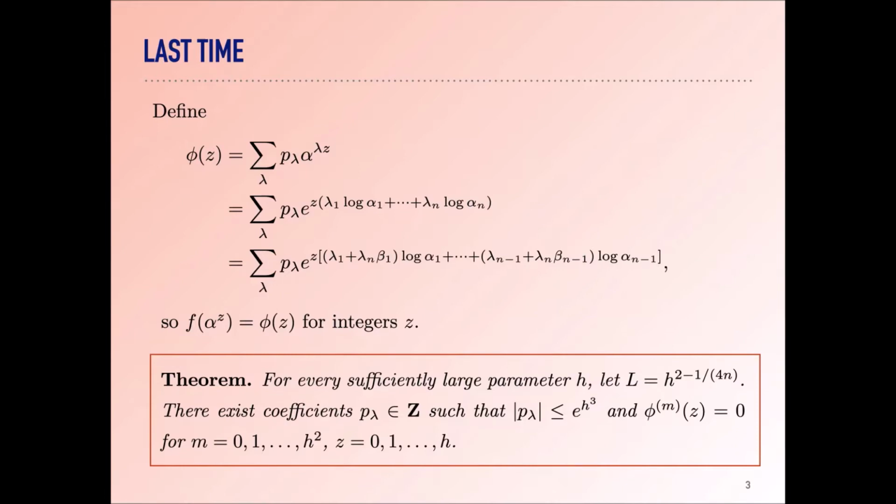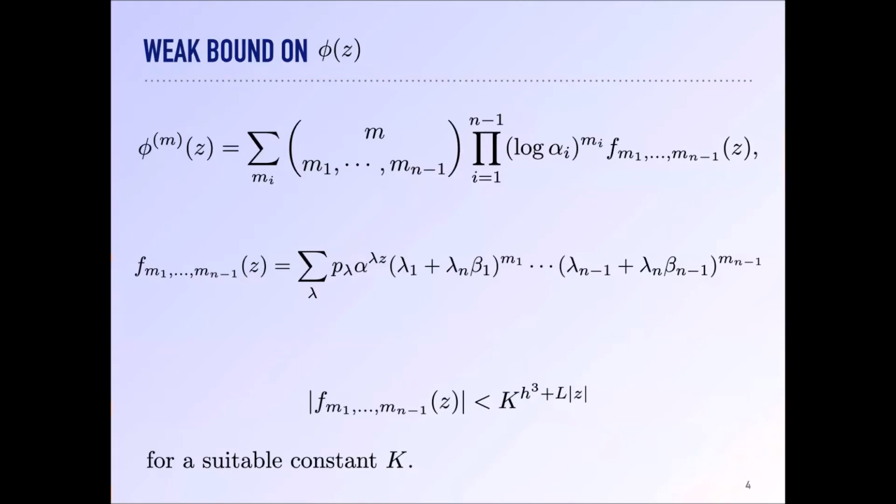So the first m derivatives vanish for all z's up through h, as m goes from 0, 1, all the way up to h squared. We'll see why these parameters turn out to be useful in a moment. But just a reminder, we proved this using what I call Siegel's lemma, which is basically a fancy version of the pigeonhole principle.